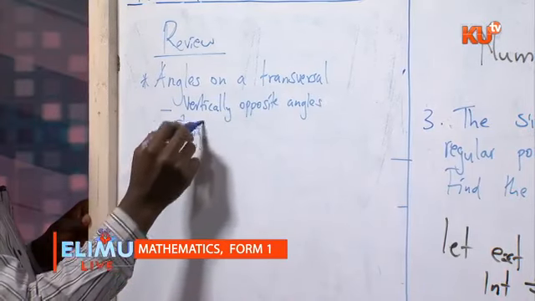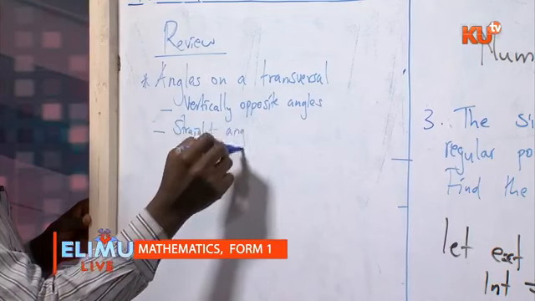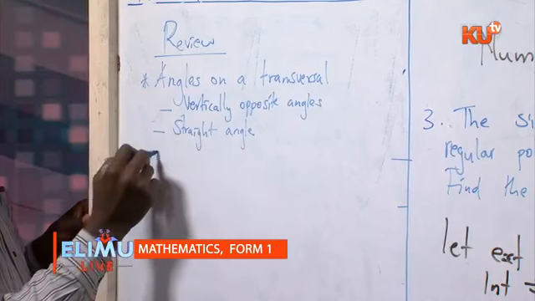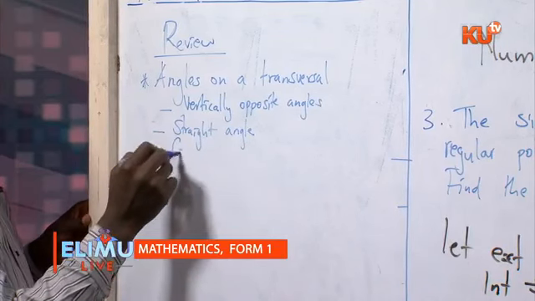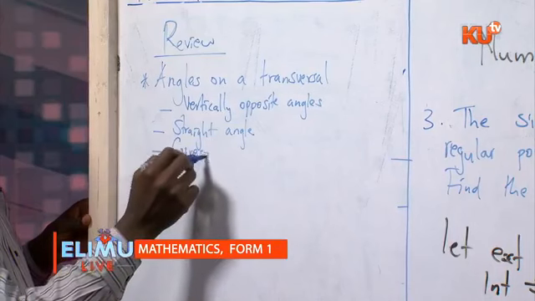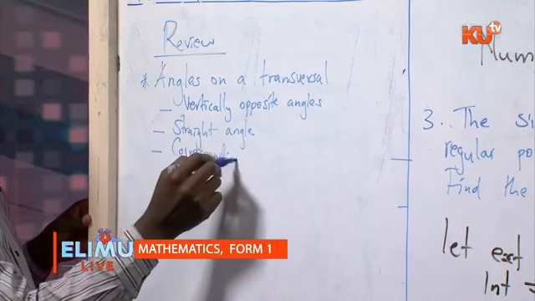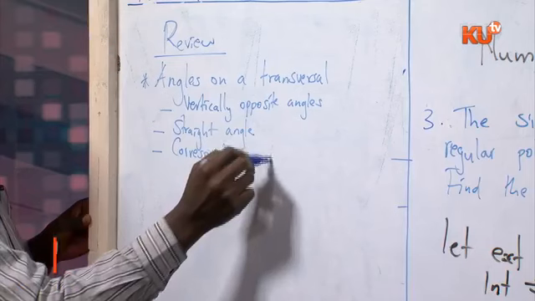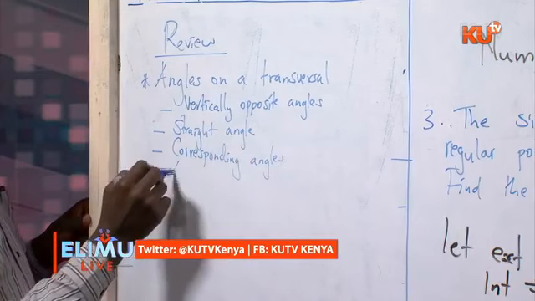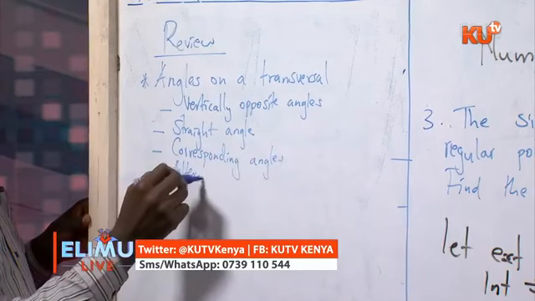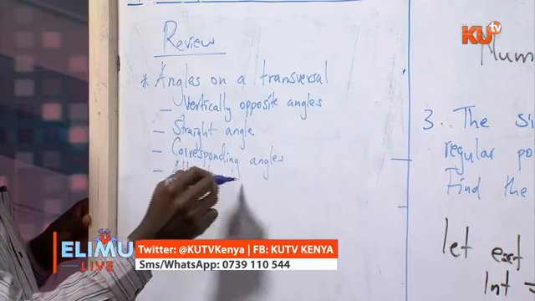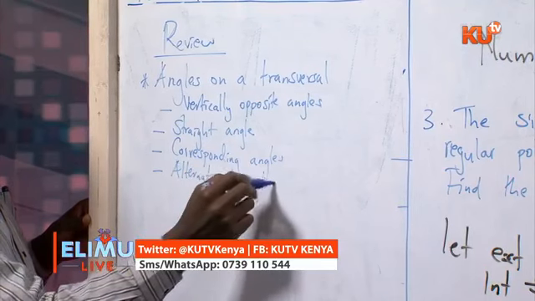We've mentioned what we call the straight angle. They add up to 180. We've mentioned what we call corresponding angles. Corresponding angles are equal. And then we will mention what we call alternate angles, or the Z angles.